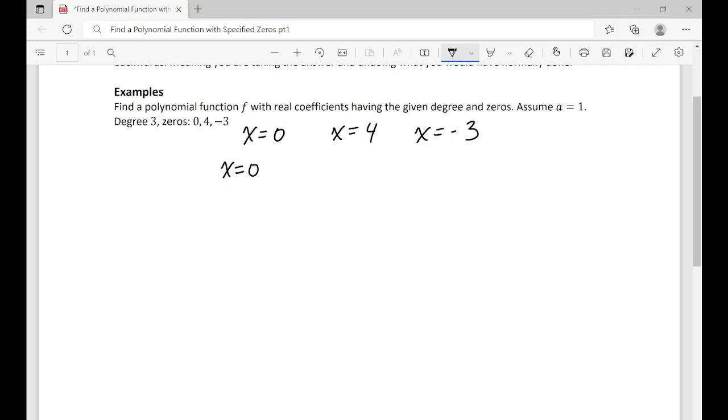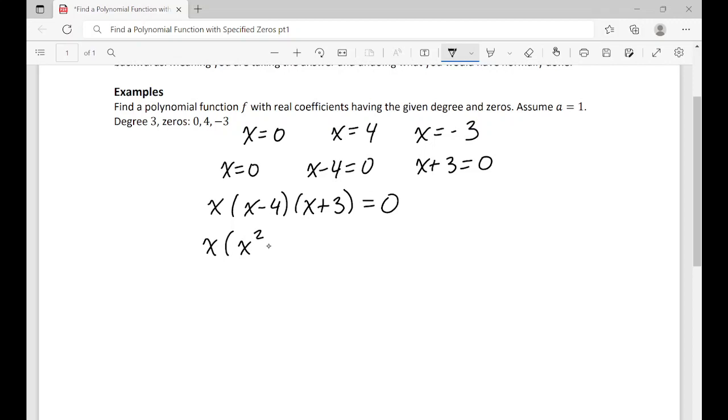We're going to subtract 4 over, we're going to get x minus 4 equals 0. And we're going to add 3 over, x plus 3 equals 0. And now this is where we would separate and solve for the answers, but this time we're going to bring them all back together. So we're going to get x times (x minus 4)(x plus 3) equals 0. And again, we're going to bring it all back together, so we're going to multiply the two parentheses together. So we're going to get x squared minus x minus 12 equals 0.